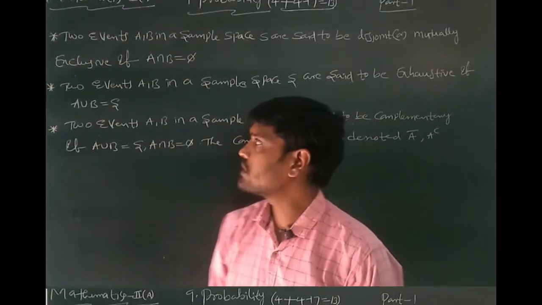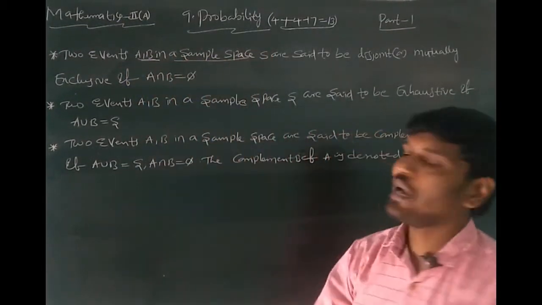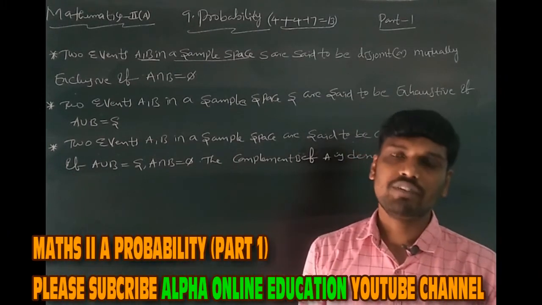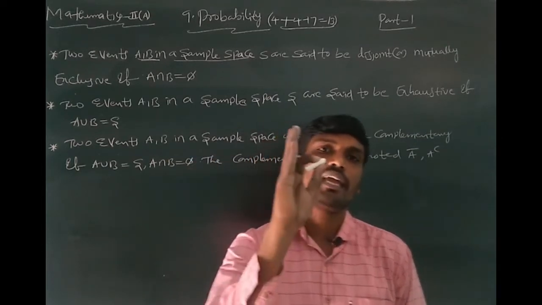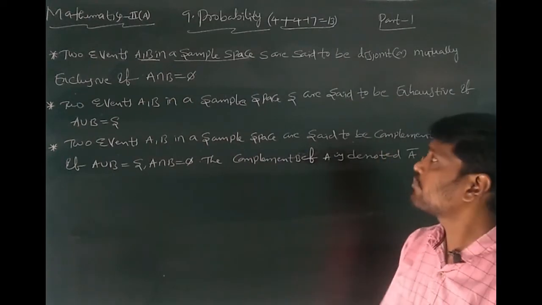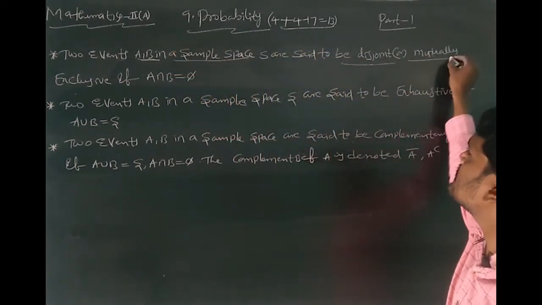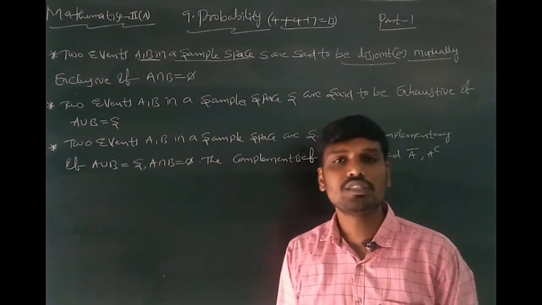Next point is two events A, B in a sample space S. In a sample space, a number of events are there. From those events, we take any two events, one is A, another one is B. If these two events are disjoint, they are said to be mutually exclusive events.